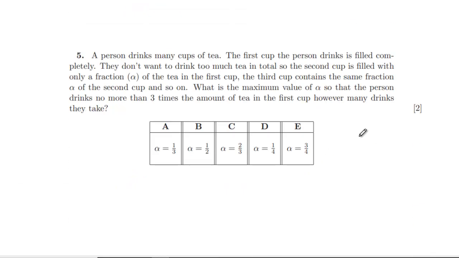Another nice question. I like these. Something to think about. A person drinks many cups of tea. The first cup the person drinks is filled completely. They don't want to drink too much tea in total, so the second cup is filled with fraction alpha of the first cup. Third cup, same fraction as the second cup. Okay, so we're doing geometric series with alpha being the ratio. What is the maximum value of alpha so a person may drink no more than 3 times the amount of tea in the first cup, however many drinks they take?